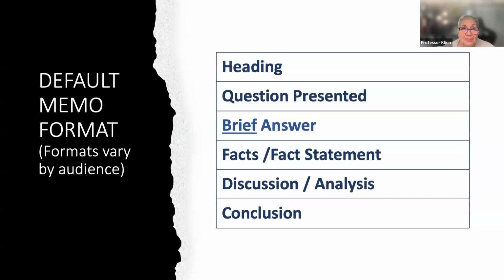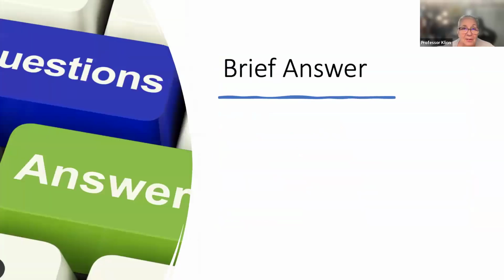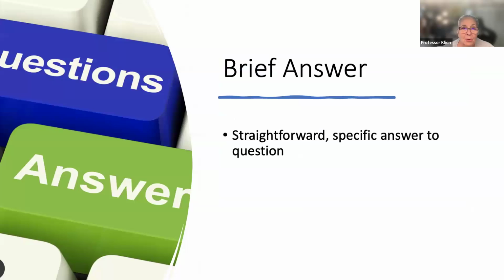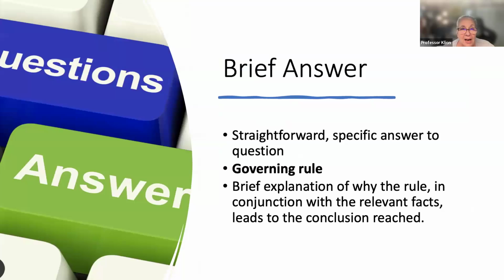Now to brief answer. Again, my favorite slide, because I just like the animation. So you were told that the brief answer needs to start with a straightforward, specific answer to the question, which should be yes or no. Then it needed to have the governing rule, and it needed a brief explanation of why the rule, in conjunction with the facts, leads to the conclusion that you reached.